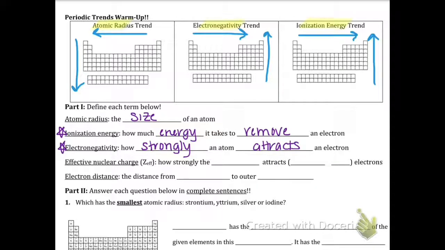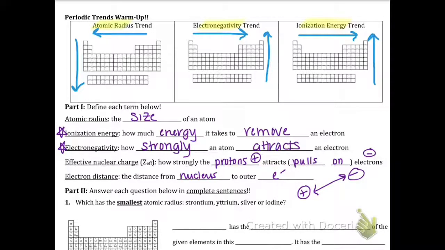Effective nuclear charge is how strongly your protons are attracting your electrons. Remember, your protons are pulling on your electrons because they like each other. Okay, the pluses and the minuses love each other. It's all about that hug. How closely are they hugging each other? Electron distance is the distance from the nucleus to our outer electrons. So basically, how far are your protons from your electrons?